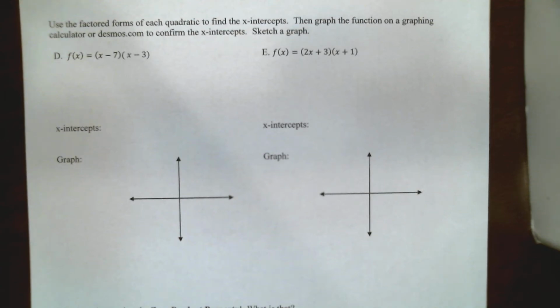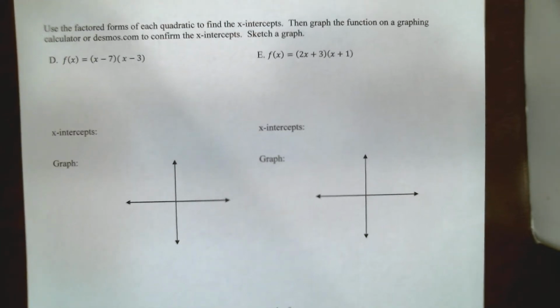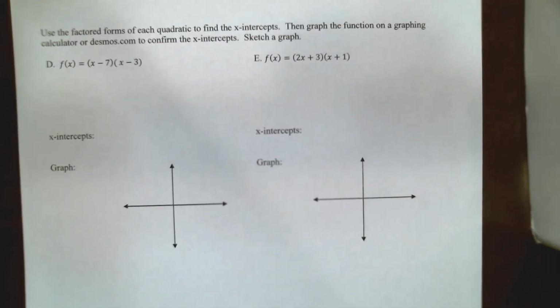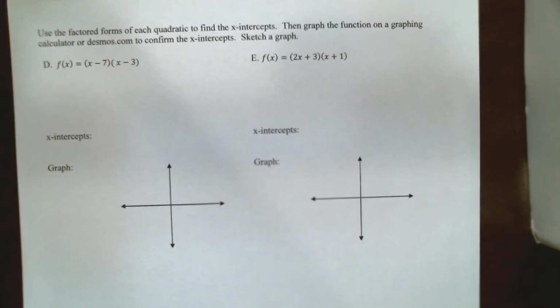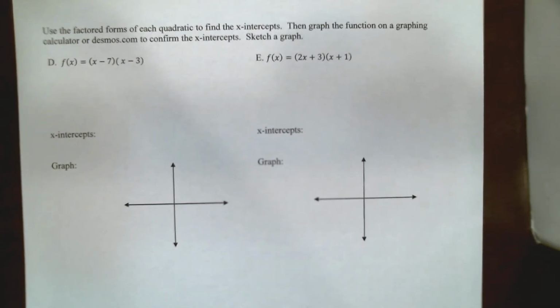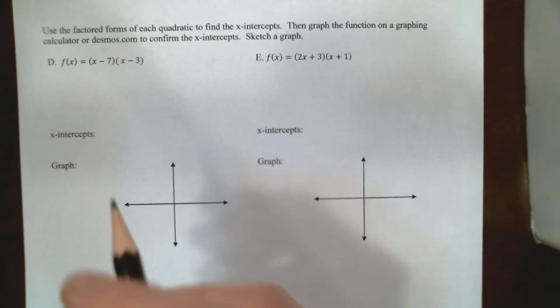This video is the continuation of why do we need factoring. It says, use the factored form of each quadratic to find the x-intercepts of the graph of the function, then graph the function on a graphing calculator or Desmos to confirm the x-intercepts. Well, we're just going to find the x-intercepts and I'm going to show you where they are because I know what this graph is going to look like.